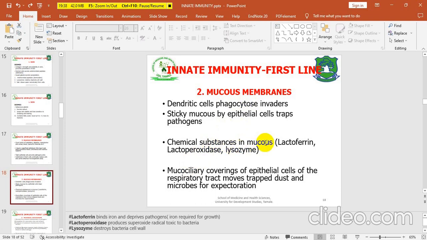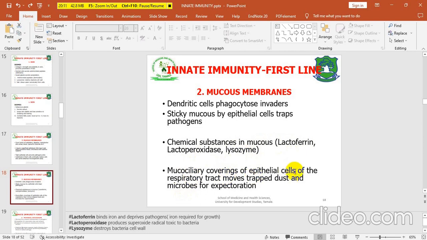Chemical substances in mucus. So the mucus produces lactoferrin, lactoperoxidase, and lysozyme. So mucus, that slimy thing that you have been spitting, you blow your nose and phlegm and those things, your vagina juice and the mucosa that makes your vagina so slippery, contains lactoferrin, lactoperoxidase, and lysozyme.